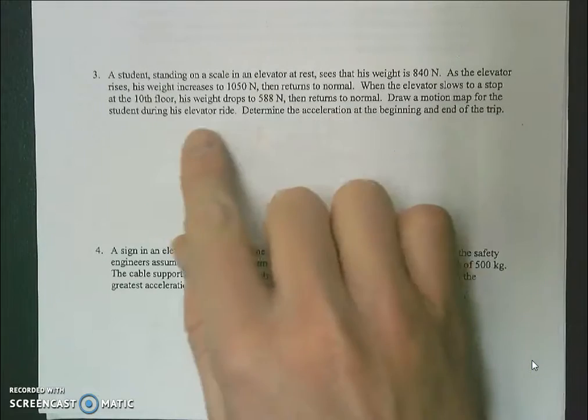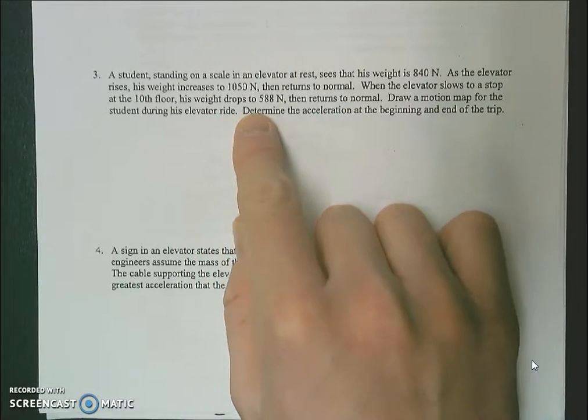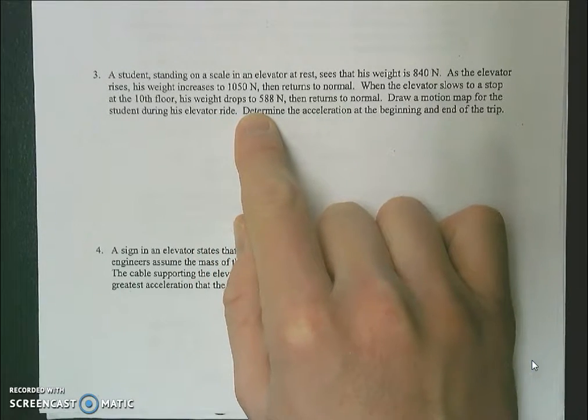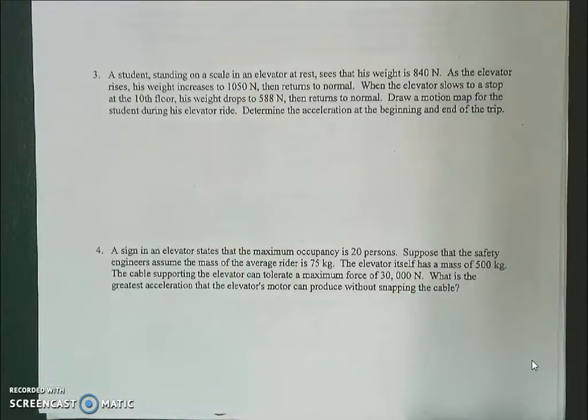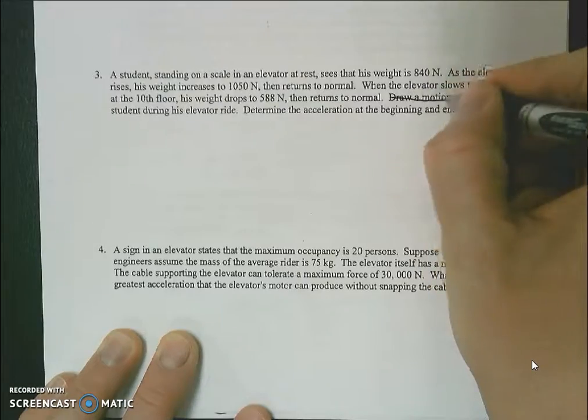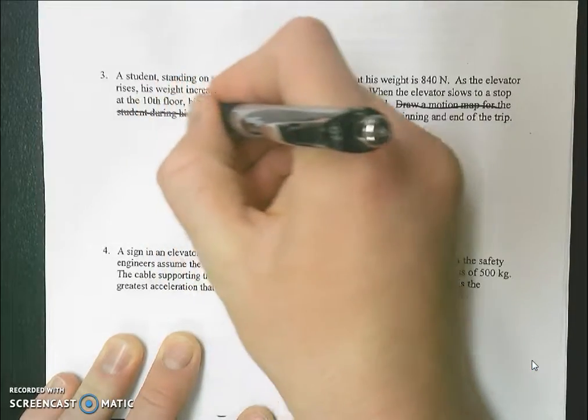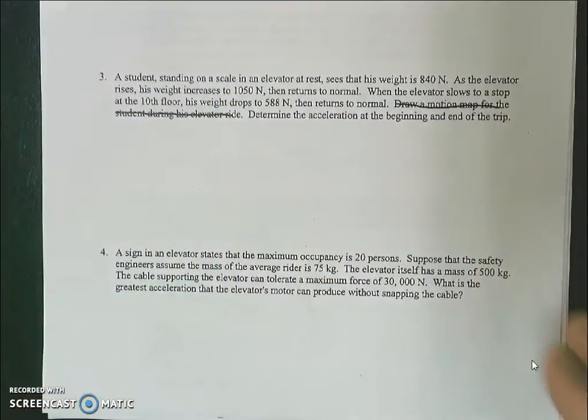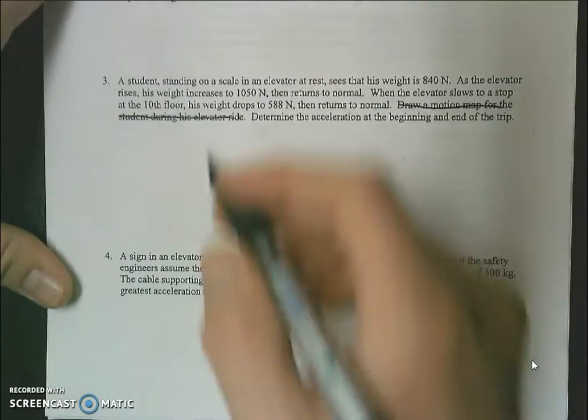And then when the elevator slows to a stop on the 10th floor, his force normal drops. He feels lighter, 588 newtons. So we're not going to do motion math, so we can forget about that part. But we want to figure out the acceleration at the beginning and at the end. So I'm going to start out by just drawing force diagrams.